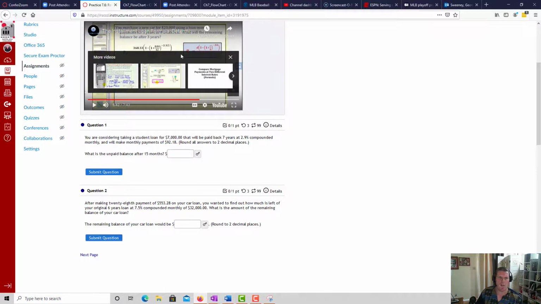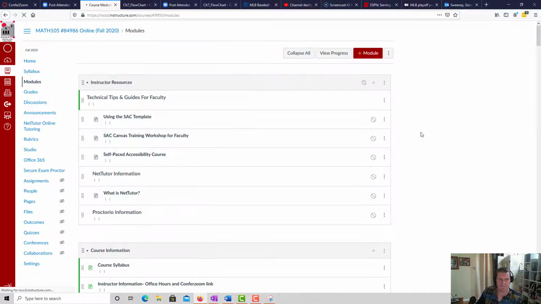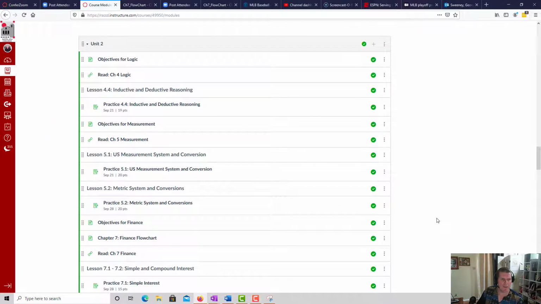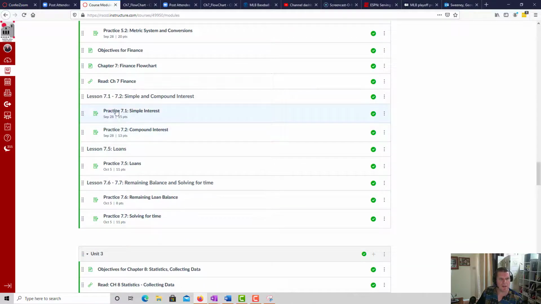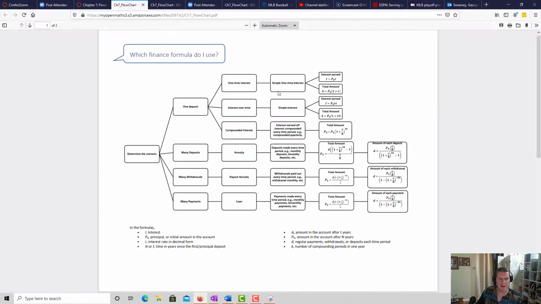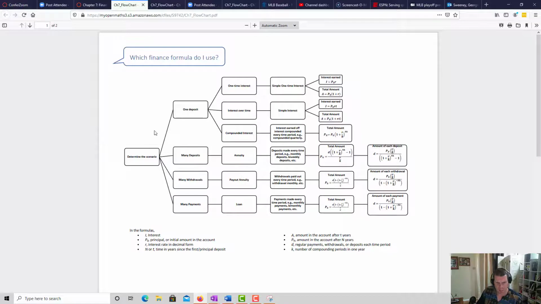I'm going to open up, here I am inside of Canvas, and I'm going to go to my modules. If I go into this Unit 2, you'll see right here this is the finance flowchart, and if I click on that PDF, you'll see all of the equations that we're going to be utilizing for this section. This particular one is for a loan. Notice that it's many payments, and we're making a loan, so the equation that we're going to use is P naught equals D times 1 minus 1 plus R over K.